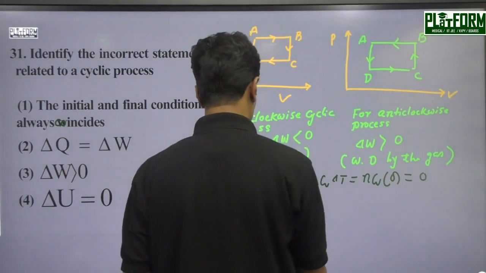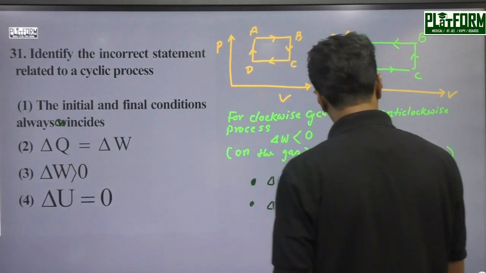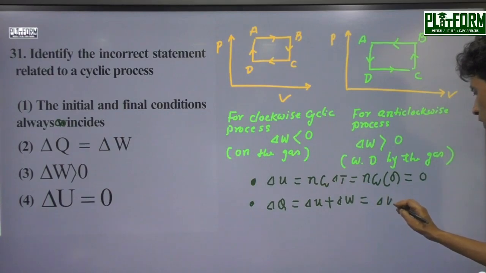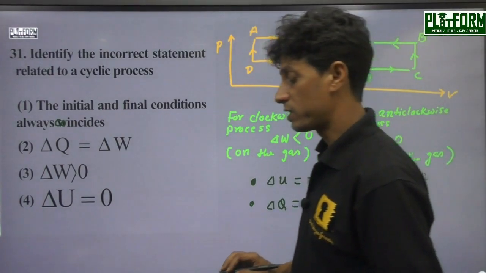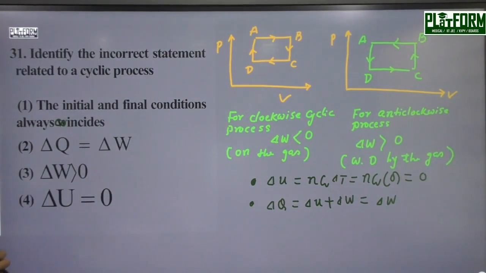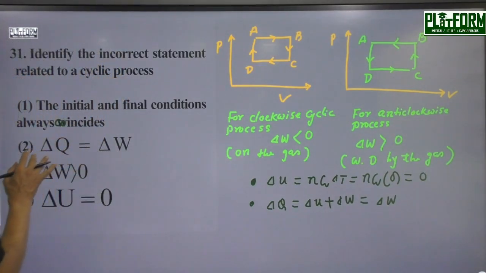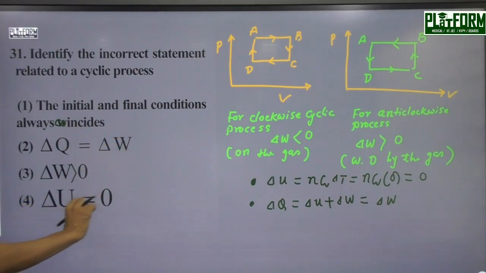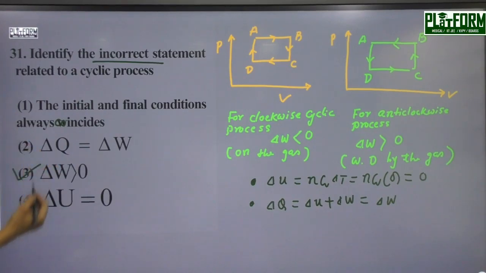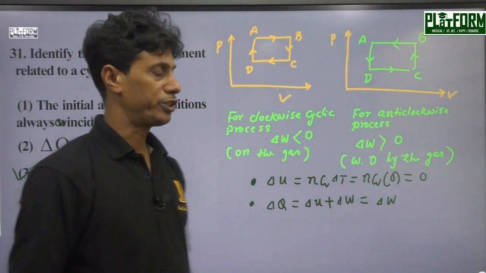And from the first law, we can say ΔQ is equal to ΔU plus ΔW. Since the internal energy change is 0, the amount of heat supplied to the gas is equal to the work done by the gas, or the amount of heat extracted from the gas is equal to the work done on the gas. So these are right options, ΔQ is equal to ΔW, ΔU is equal to 0, but here you have to find the incorrect statement. So this is 3, because for a cyclic process it is less than 0, or for an anticyclic process it is greater than 0. Next problem.